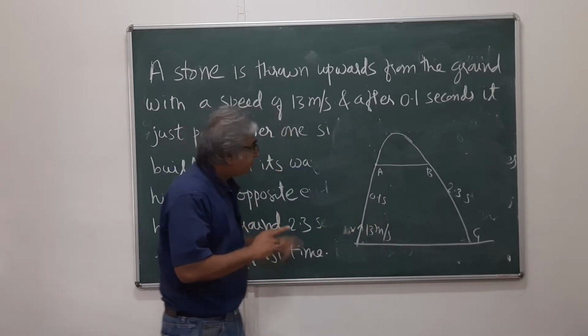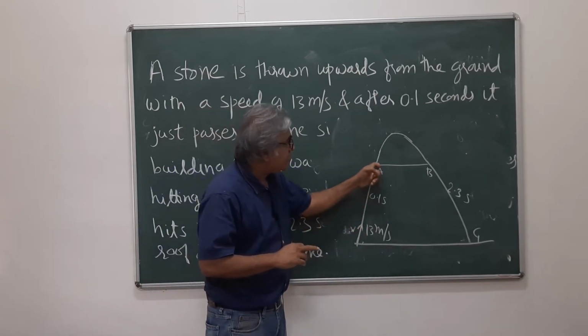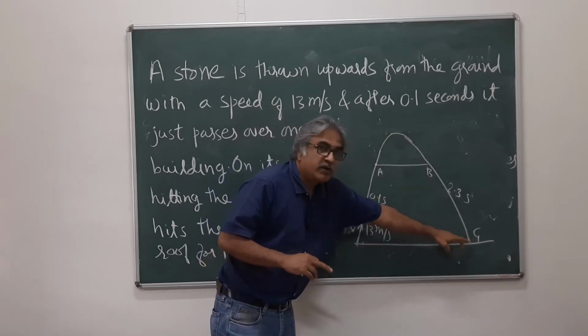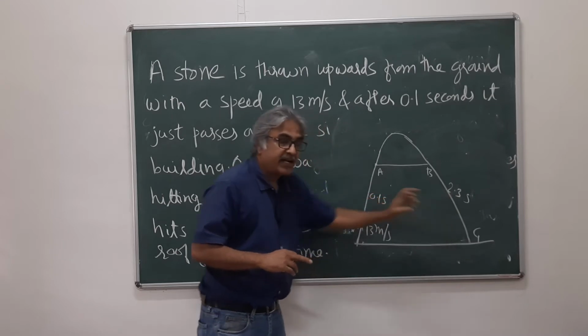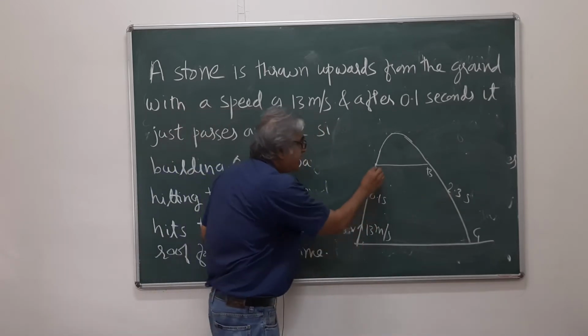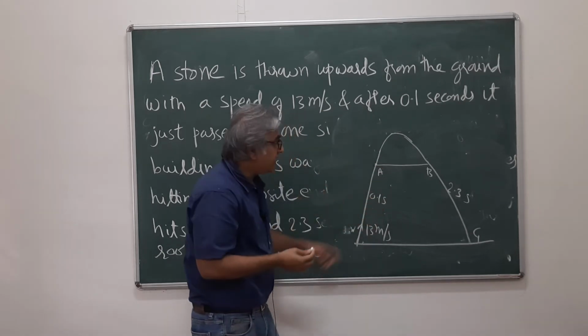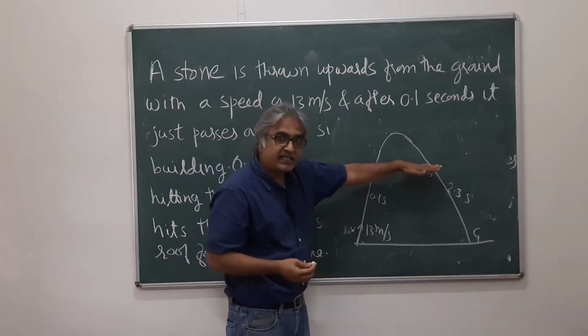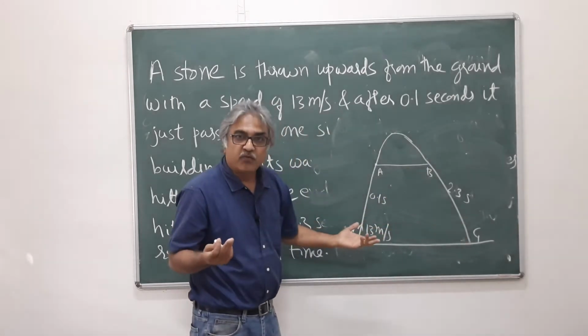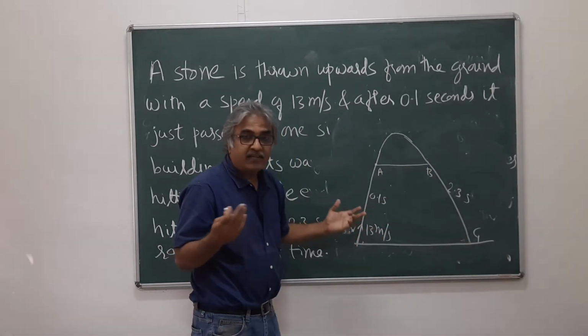Think about it. This is point 1, right? From here to here, it's going to take 2.3, right? So one can immediately say that from here to here it is 0.1. Logically, B is also at the same level. So from B to G, the time would be 0.1 second, right? Why can we say that?